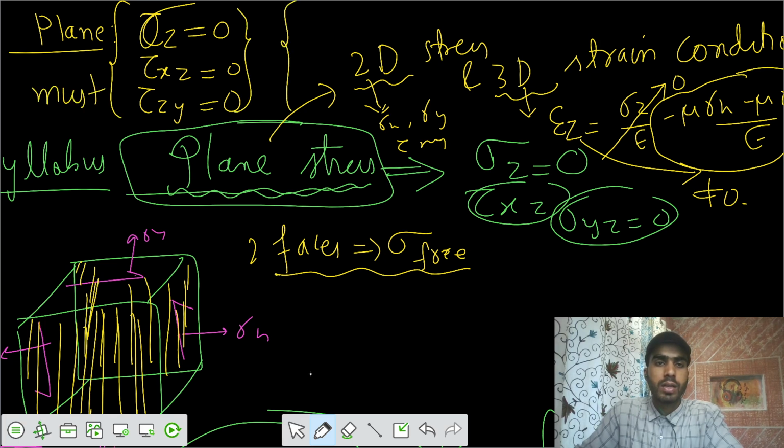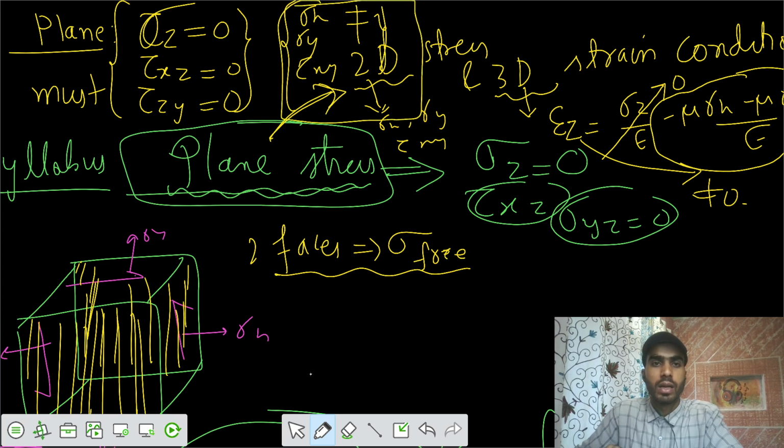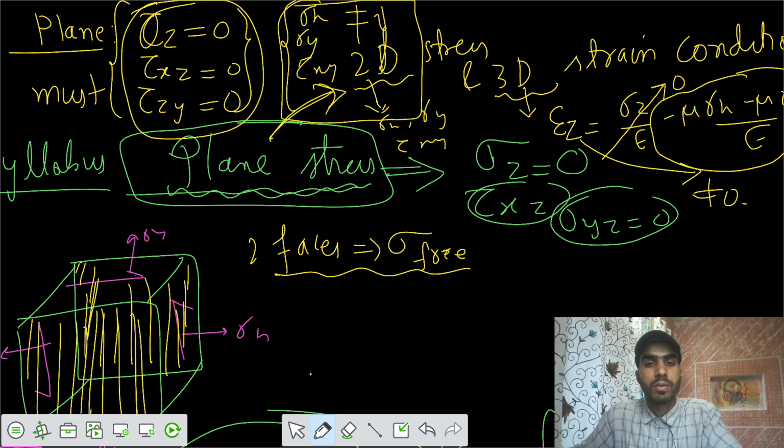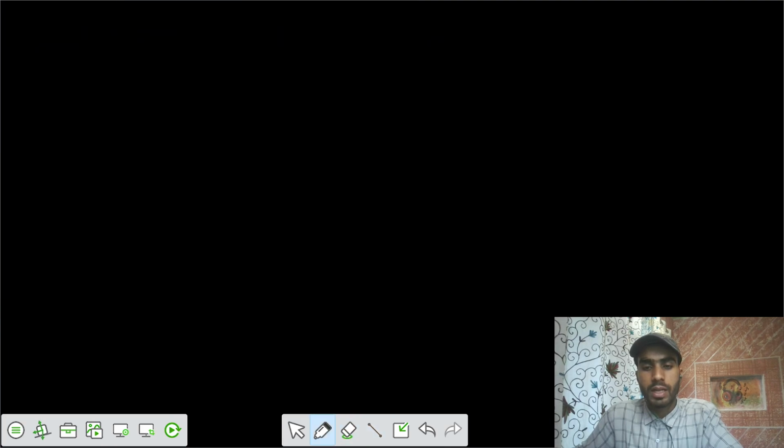These 3 you have to ensure. But for the other 3, that's sigma x, sigma y, and tau xy, they may be 0 or they may not be 0. That's what plane stress means. Sigma x can be there or it can't be there. Sigma y can be there or it can't be there. Tau xy can be there or it can't be there. So the must condition is that these 3 you have to ensure for the plane stress condition. So we are focusing on the plane stress condition now.